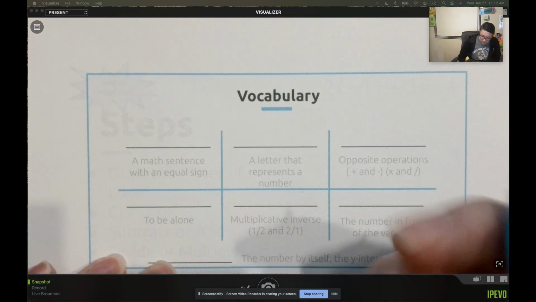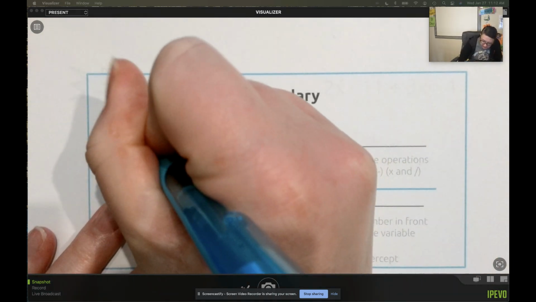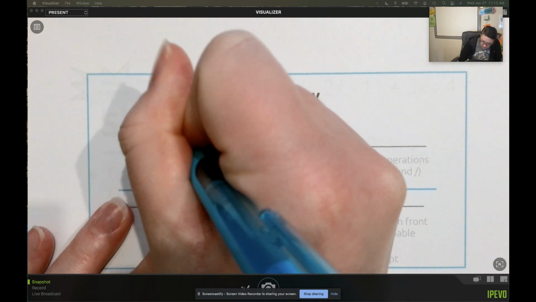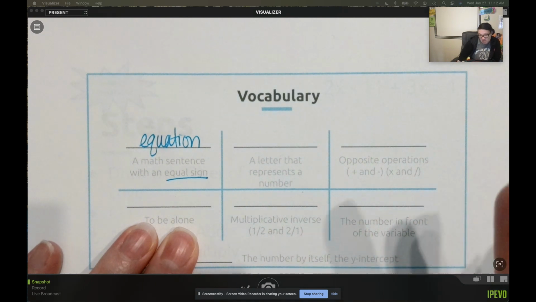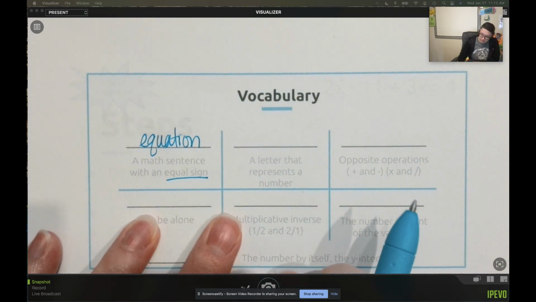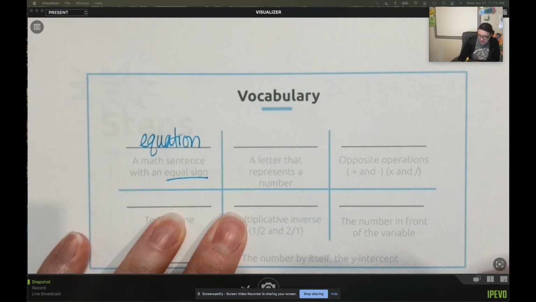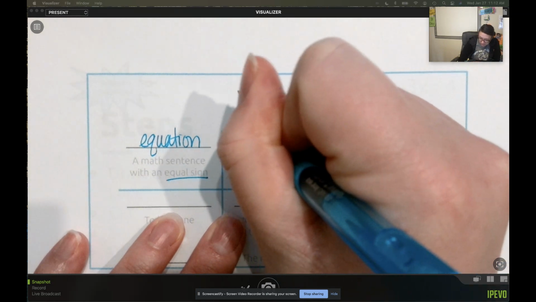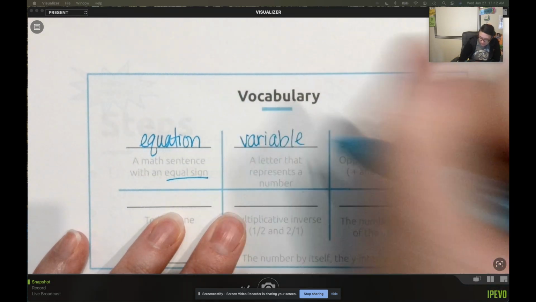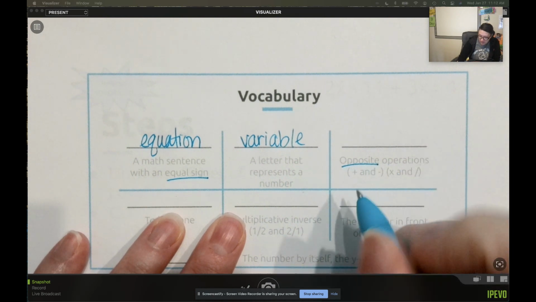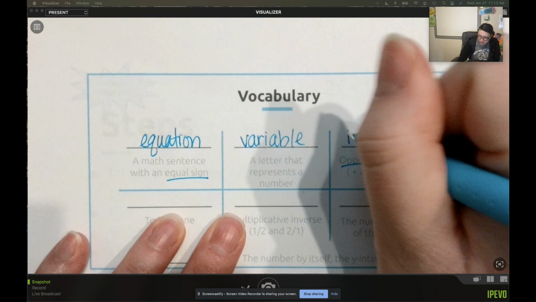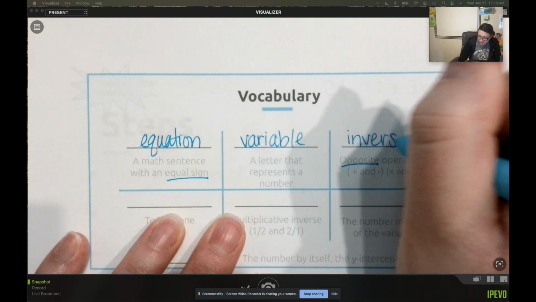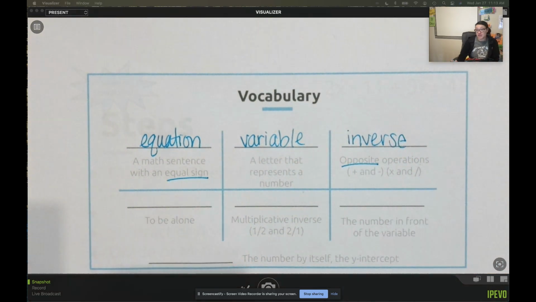Same vocabulary words. A math sentence with an equal sign is an equation. Equal sign, equation. They both start out with the same letters. That kind of helps me remember. A letter that represents a number is a variable. Opposite operations like addition and subtraction, multiplication and division. Remember, the word we want to use there is inverse. Opposite, inverse, they mean the same thing, but inverse is kind of like the math way to say it, a little bit fancier.